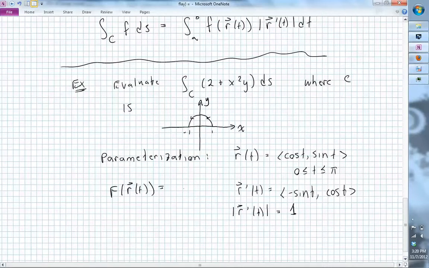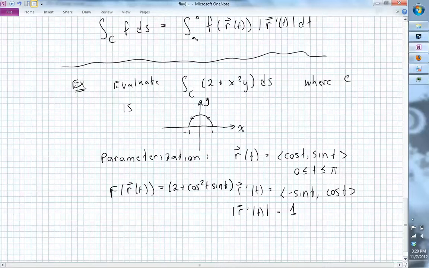So f of r of t is 2 plus, what's x? Cosine t. X squared, cosine squared t. Y is sine t. So f of r of t becomes 2 plus cosine squared t sine t. Does everybody follow that substitution? Good. I'm now nearly there.